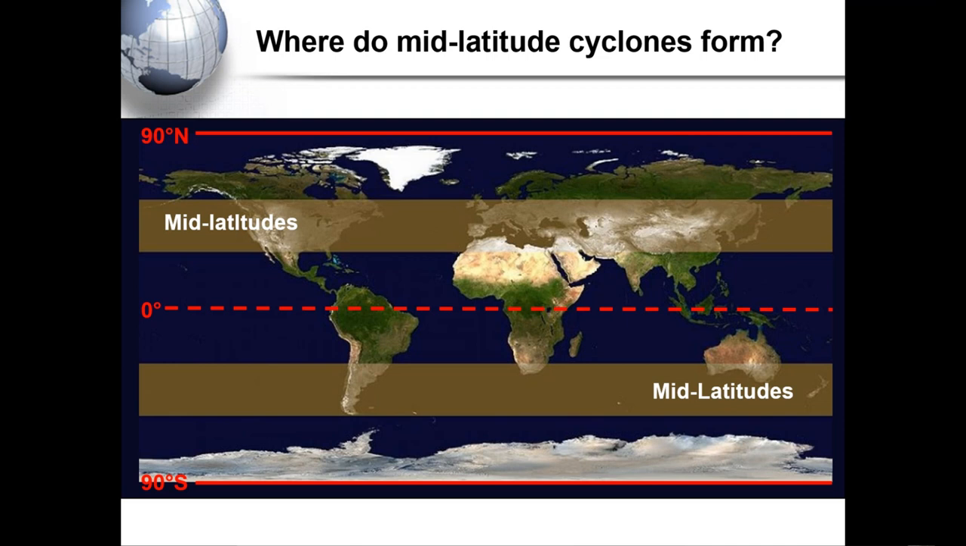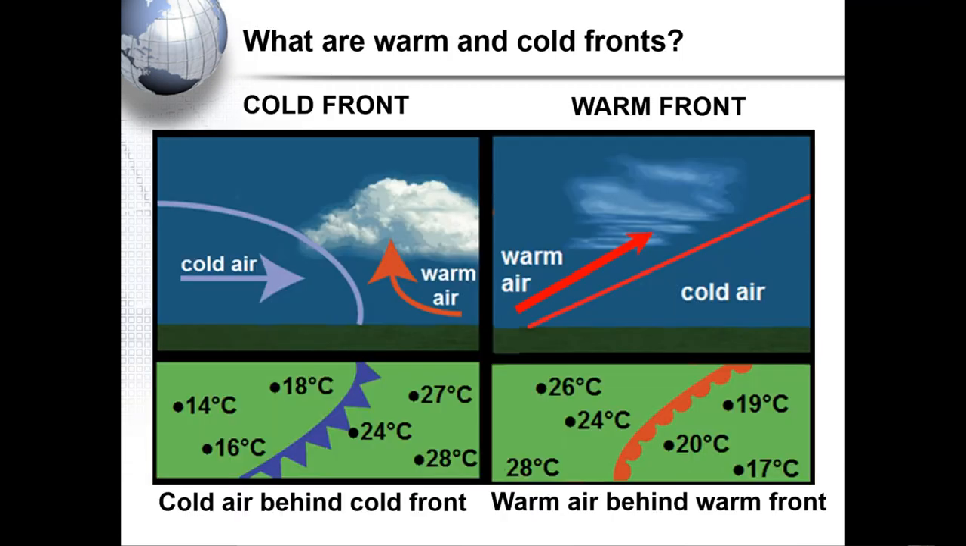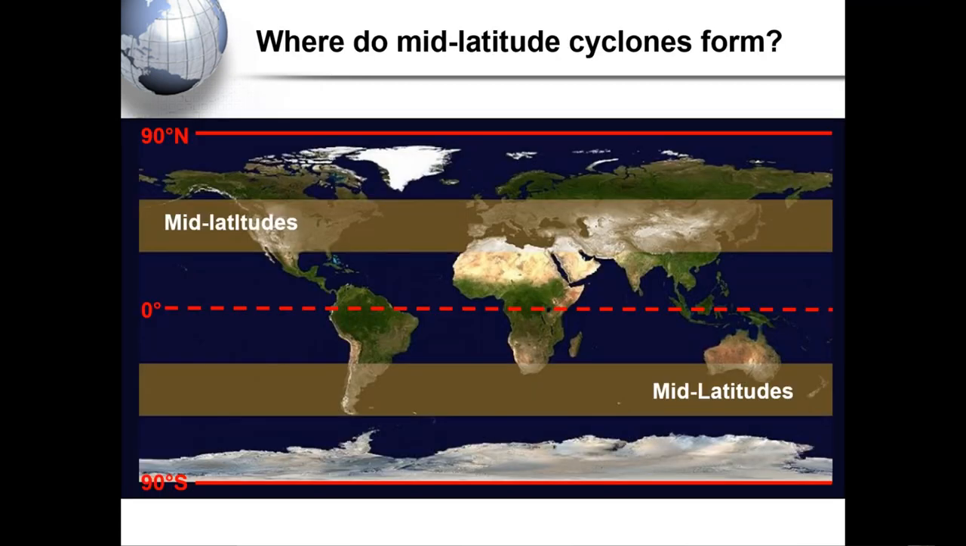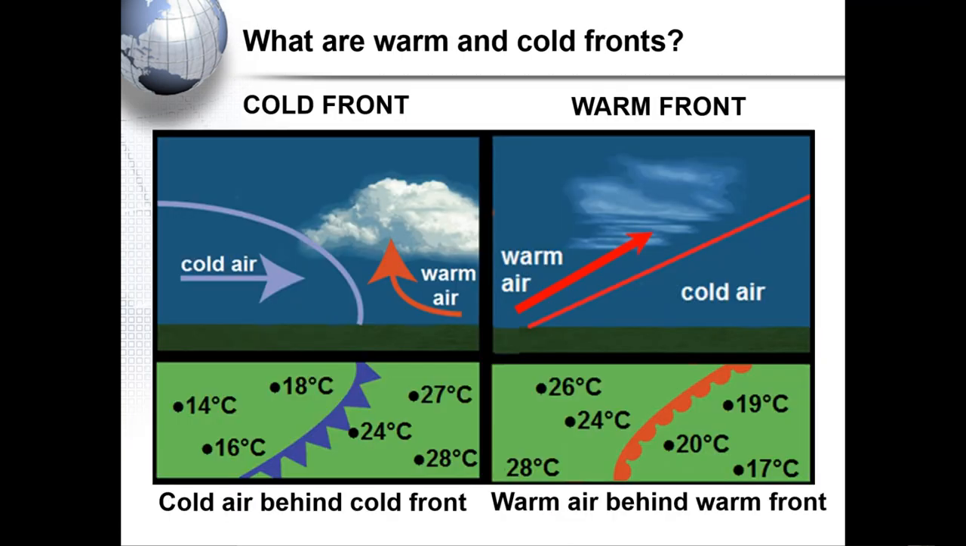Right. The next thing that we need to know is that there you go, we've got our mid-latitudes, there you've got the equator, right? And then you can see exactly where we are situated in relation to the equator. Right, next one, we're going to look at the characteristics of our cold and warm front.